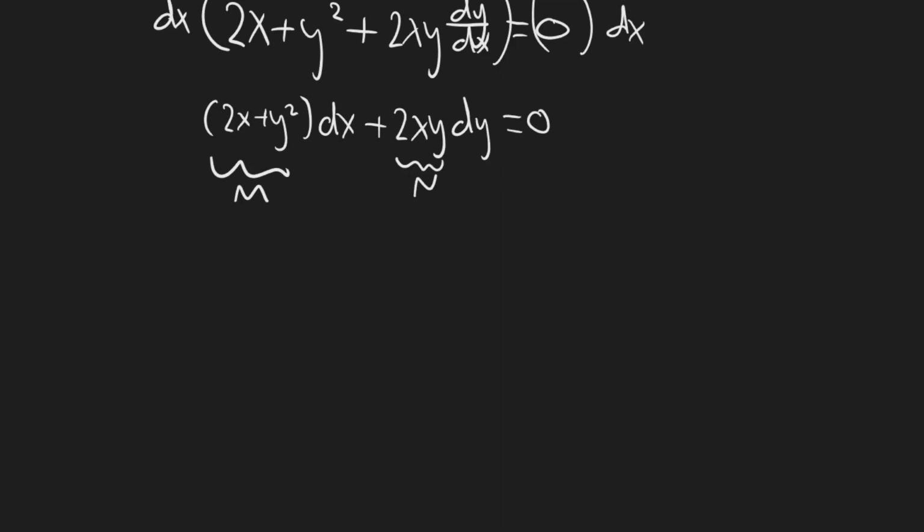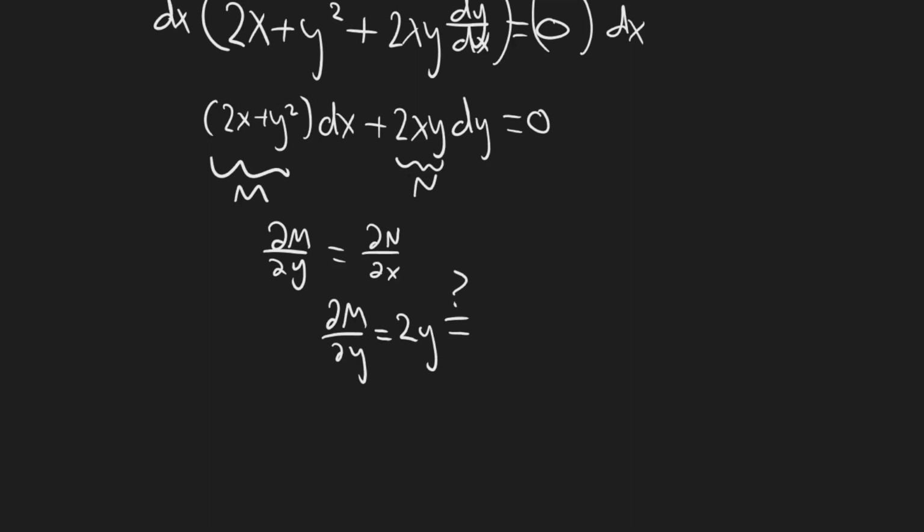Okay, so we need to make sure that partial m partial y equals partial n partial x. So partial m partial y equals, well, so 2x, constant, derivative of a constant is 0, so this is just going to be 2y. And then we have to ask ourselves, what is the partial derivative of n with respect to x? And that's just going to be 2y as well. And that was partial n partial x. And so the answer here is yes, it is exact.